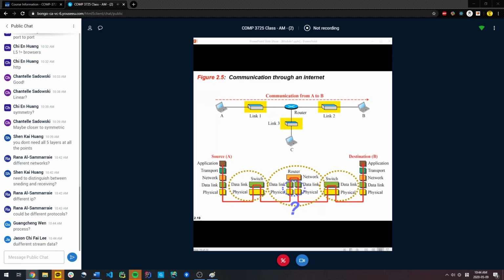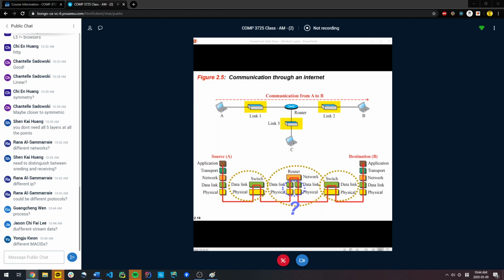Remember, all of these entities, with the exception of the source and destination, really don't care about the content. Right? They shouldn't. If I'm a router, I don't care if you're transmitting an image of a dog or a cat. That's not for me to judge. Different MAC IDs, true. But between here is different MAC IDs too. Within the switch, it's the same thing.